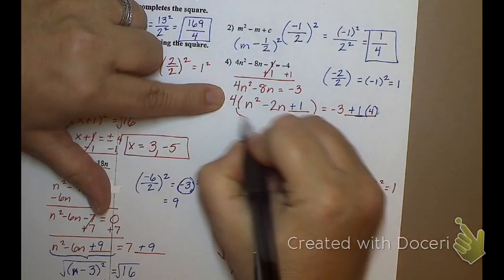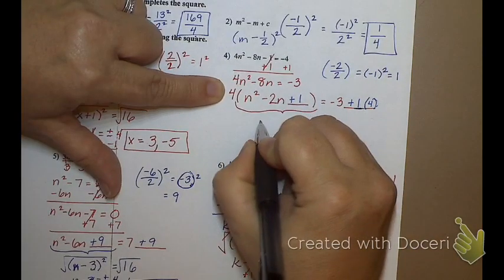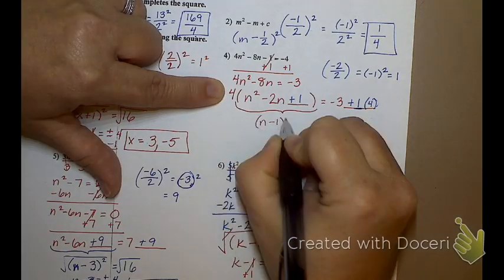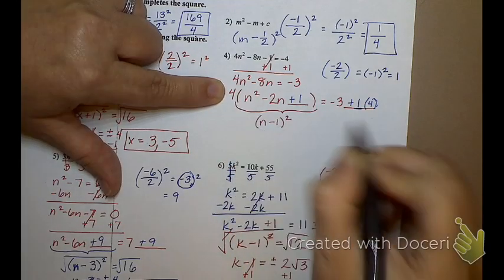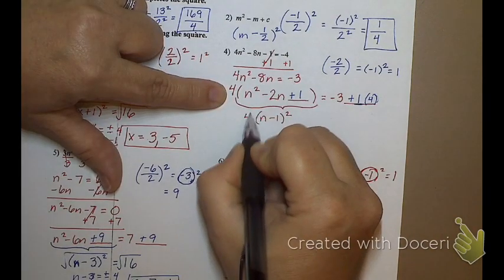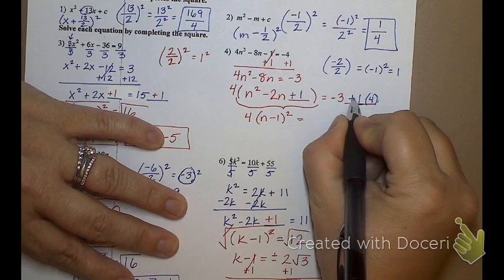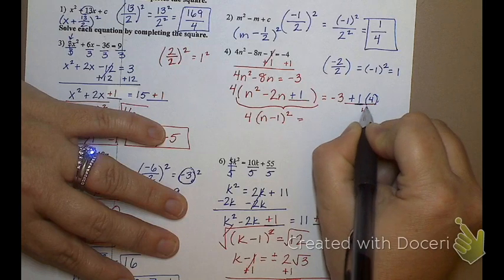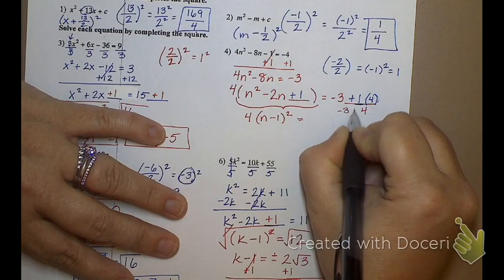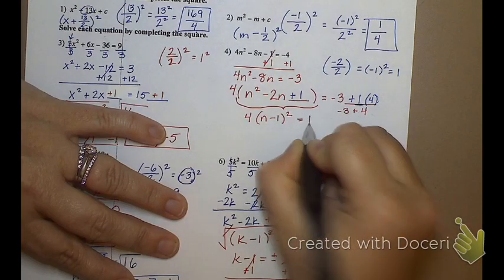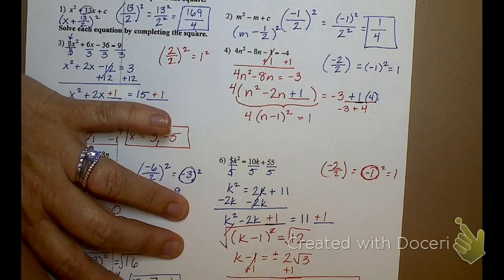This right here is what? n minus 1 squared. Yes? I have a 4 out in front. And then what do I have over here? -3 plus 1 times 4. Well, 1 times 4 is 4. What's -3 plus 4? 1. Oh, that's cool.